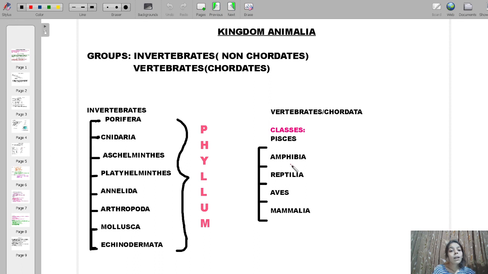We have to discuss each and every phylum of these invertebrates and the classes of these vertebrates. That we will do in the next video. For now, we will stop our discussion here. We have just started. We have just got an idea about the structure of Kingdom Animalia. In the next videos, we will go into more detail about the animal kingdom.